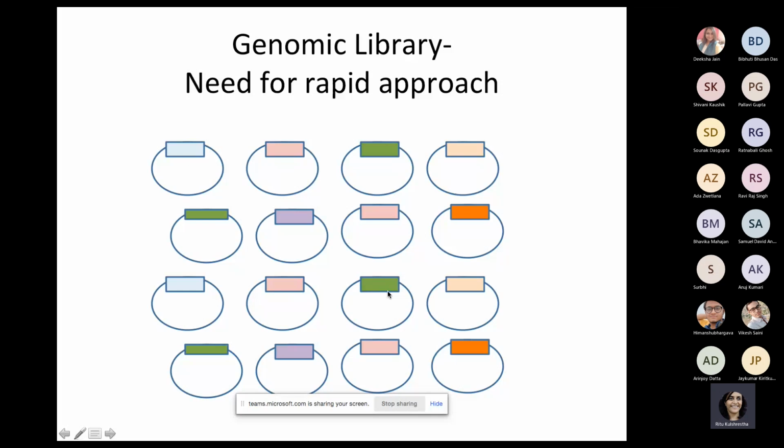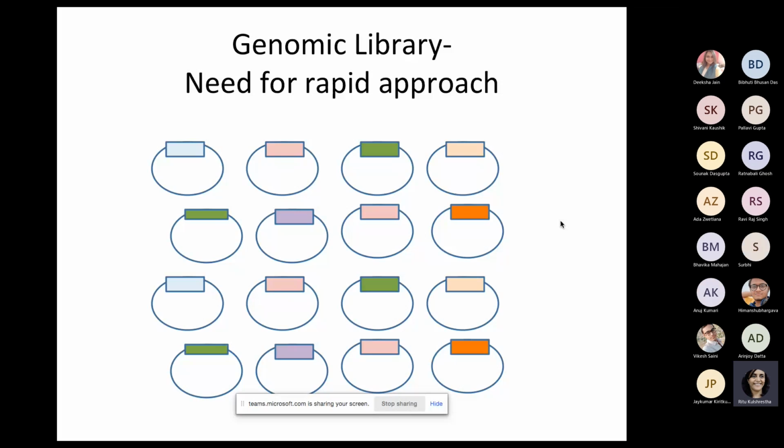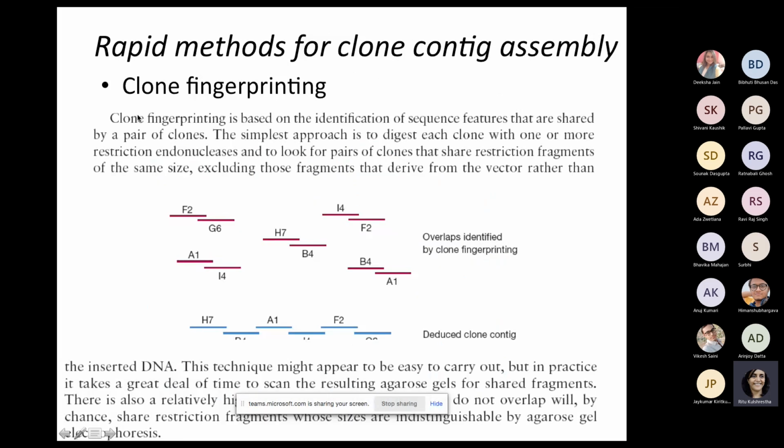So there is a possibility that the restriction enzyme sites which are present here will also be present here, at least for a part of the whole clone. If they both show the same restriction fragment pattern, it means that these two are overlapping. So what they do is cut these clones with certain restriction enzymes, run them on a gel, and look for the possibility of overlapping, or the same restriction fragments being generated. In a way, it is also called RFLP, restriction fragment length polymorphism, also called clone fingerprinting.